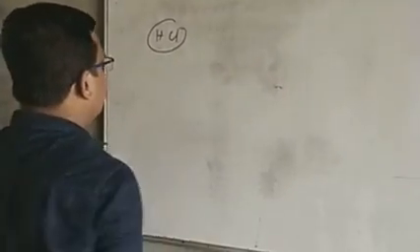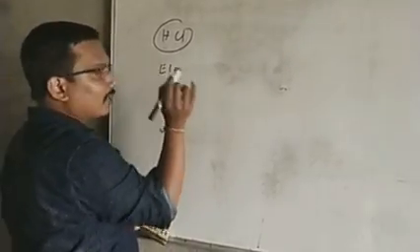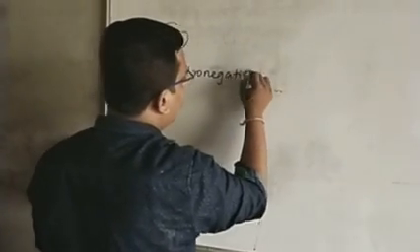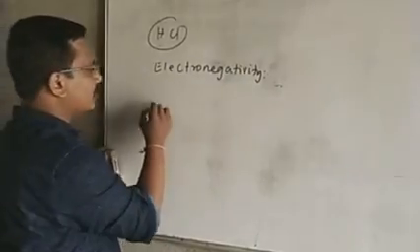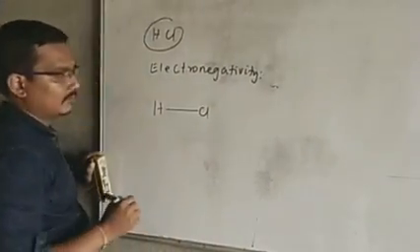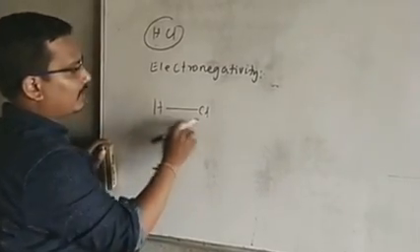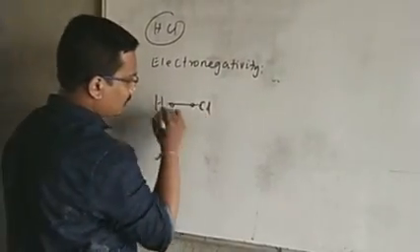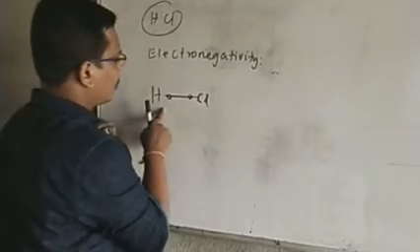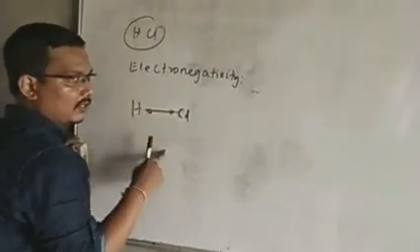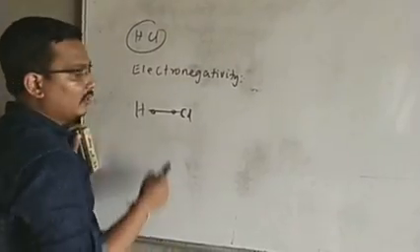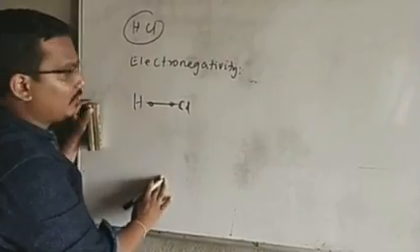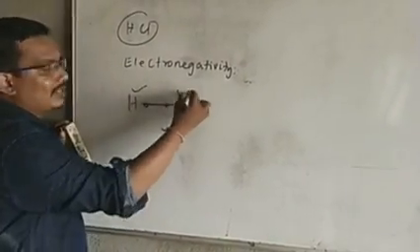For such compounds, we generally remember one word: electronegativity. What is the meaning of electronegativity? Suppose we think about HCl. HCl is formed by a covalent bond, H-Cl. Here one electron is donated by the hydrogen atom for sharing, and another electron is donated by chlorine for the covalent bond. That means one pair of sharing is possible. But the electronegativity of hydrogen and chlorine is different.